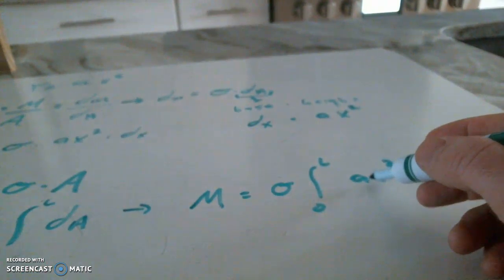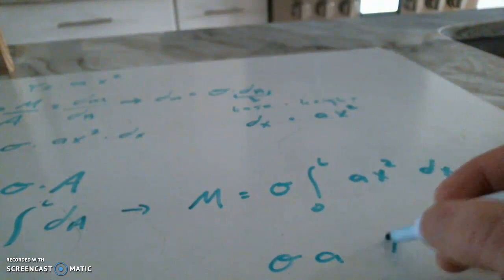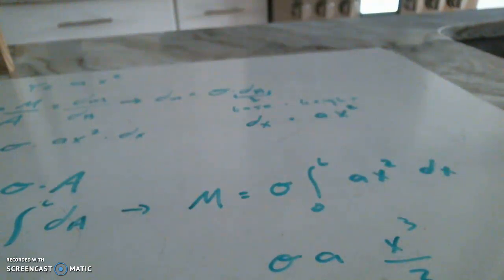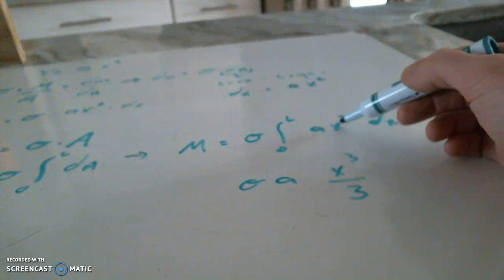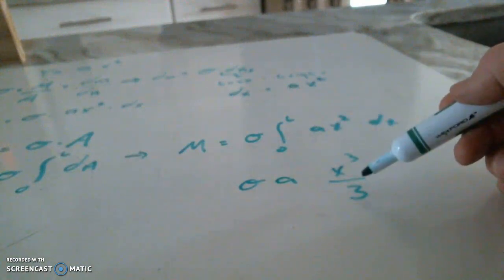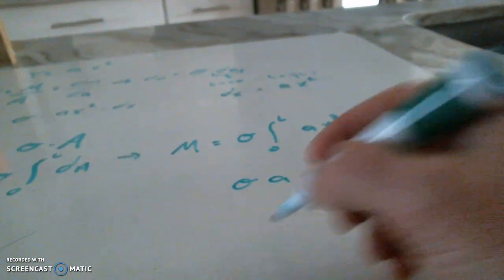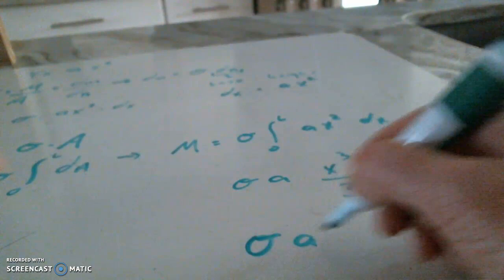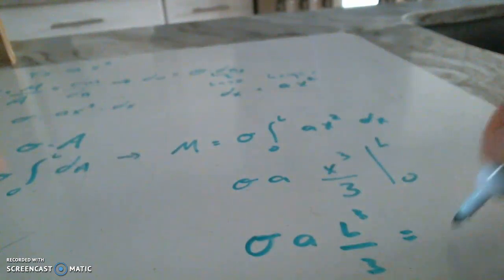A is constant, isn't it? This will be sigma a x to the third over 3. All I did was fish the a out and then integrate x squared. It's x to the third over 3. I'll go from 0 to L, and it becomes sigma a L to the third over 3. That is what capital M equals. That's the mass whole. All right?